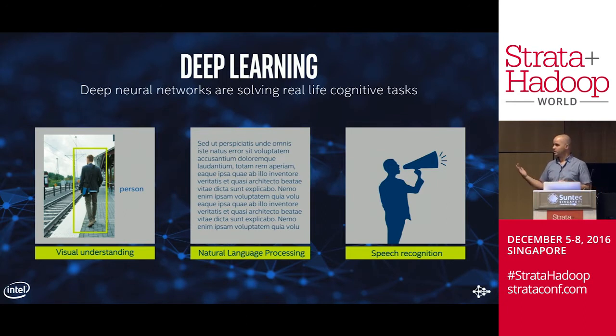So imagine, for example, the autonomous car industry. You walk into a car, you talk to the car, you tell the car where you want to go. The car analyzes your voice, analyzes the text itself, and is able to look at the environment and drive around. And most of the technology around this is deep learning.